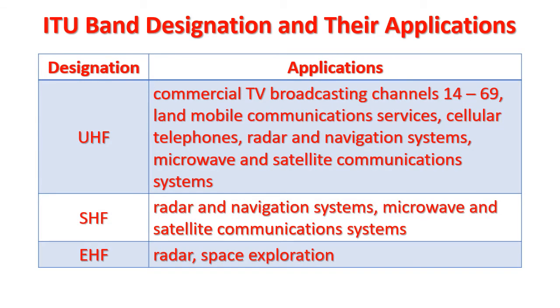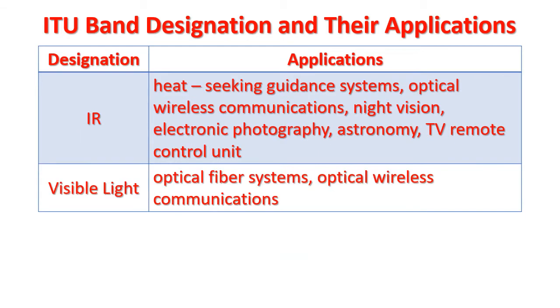After that, we have the ultra-high frequency. Ultra-high frequency consists of the commercial TV broadcasting channels 14 to 69, land mobile communication services, cellular telephones, radar and navigation systems, microwave and satellite communication systems. Next, we have the super high frequency. Super high frequency consists of radar and navigation systems, microwave and satellite communication systems. For extremely high frequency, we have radar and space exploration.